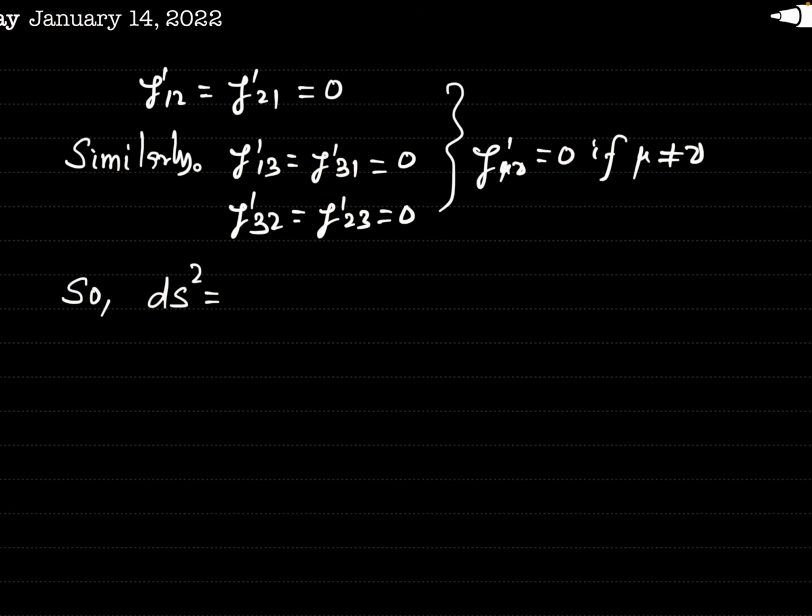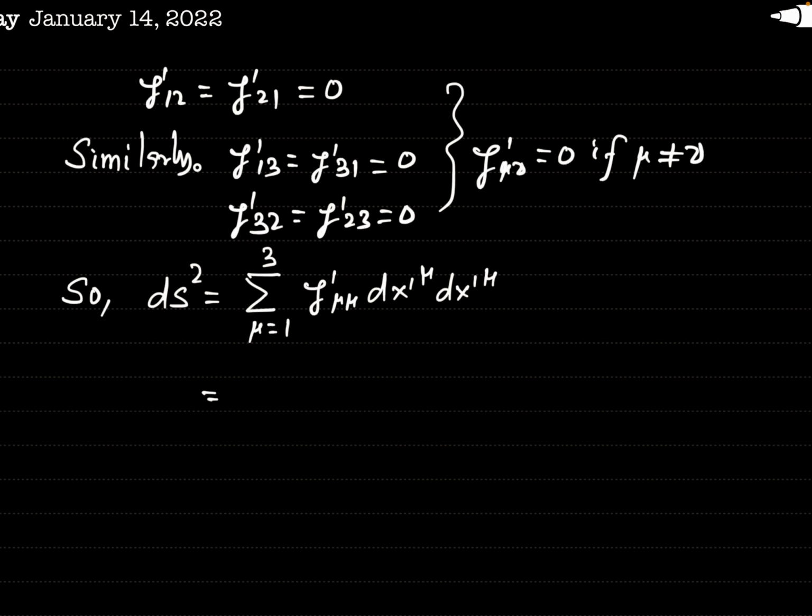This will be equal to summation over mu equal to 1 to 3 of g prime mu, because for different values of mu and nu, all the other components of g prime are 0. So this will be g prime mu times dx prime mu times dx prime mu.